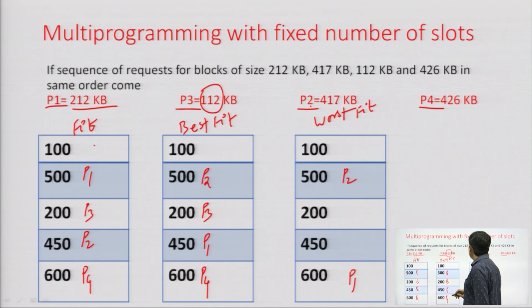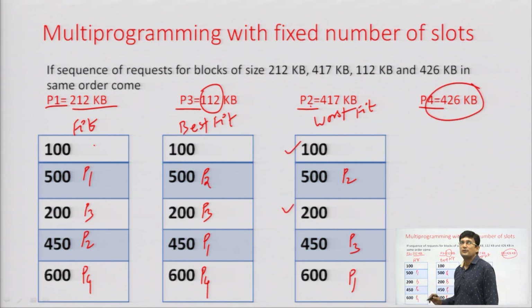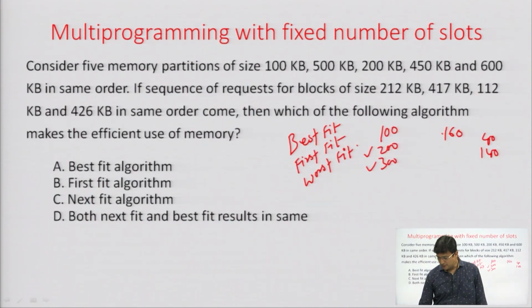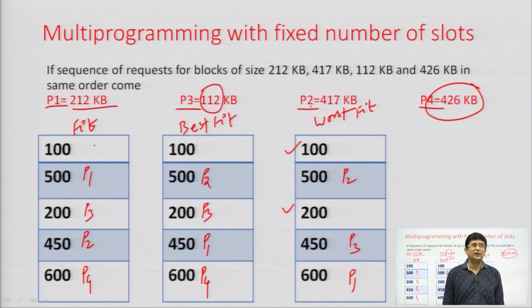With P3 with 112, should go here, okay. And then P4 with 426 cannot be accommodated because we are left with only 100 and 200 size partitions, which will not be sufficient enough to accommodate the 426 process. Now, for the given question, you can say that the best fit and the first fit, both algorithms are fitting our processes well, okay, and the worst fit is not able to fit the P4 process.